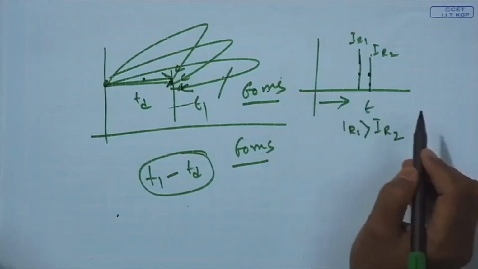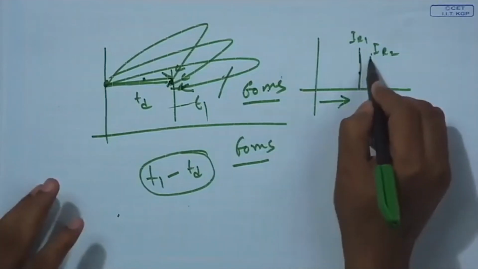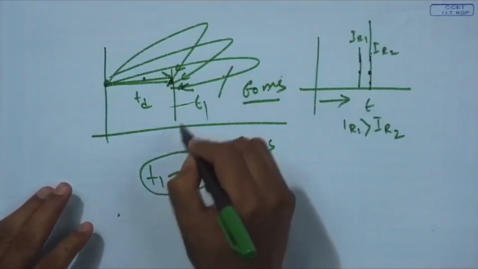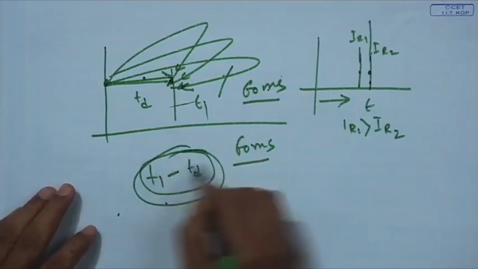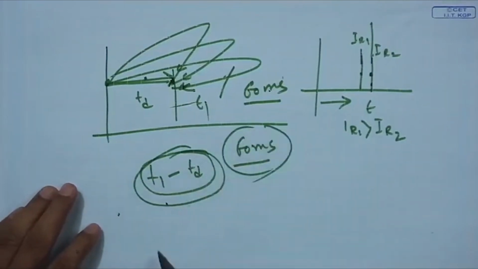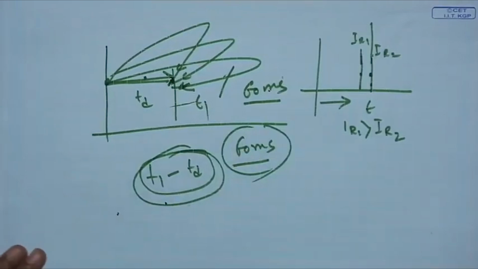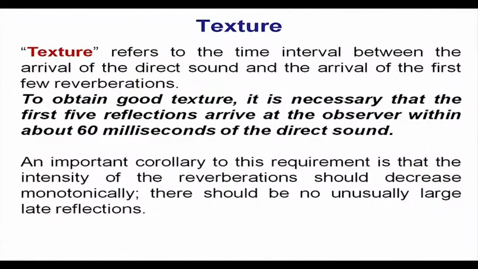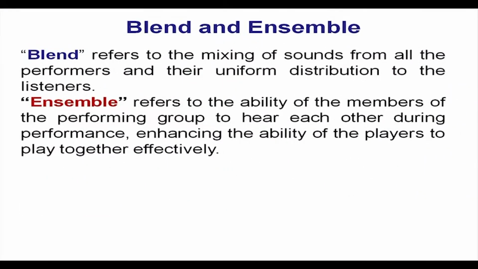Now, if the second reflection is very high, then it creates discomfort, so the texture is not good. The texture will be good if these 5 reflections come within 60 milliseconds and the intensity of each reflection gradually, linearly decreases. Then we say the texture of the room is good.